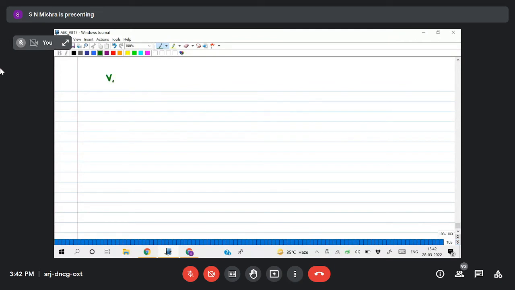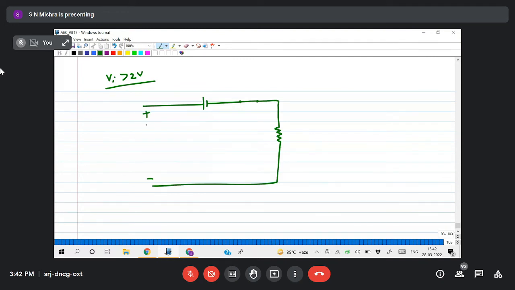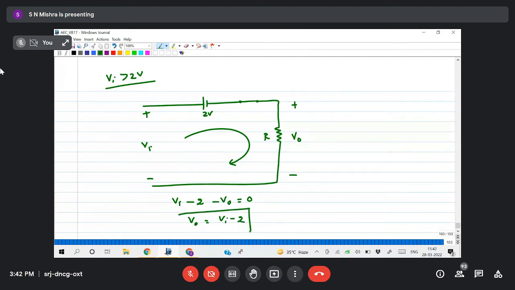When Vi is greater than 2 volt, what is my equivalent circuit? 2 volt, then I'll take an ideal diode, then resistor R, with Vi, 2 volt, and V naught across R. Apply KVL here. Tell me what is the equation? Minus 2 plus Vi minus 2 minus V naught equals 0, so V naught equals Vi minus 2. So as the input voltage changes, my output will be 2 volt less than it, right? Yes, sir.